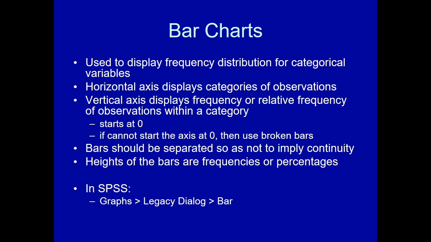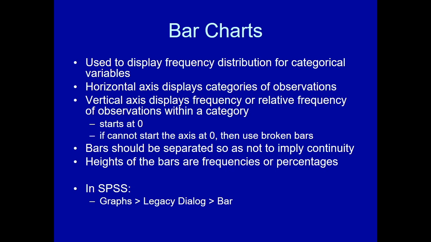Bar charts should have bars that are separated, so you're not implying that one category flows into the next, not like a histogram where the bars are right next to each other. And the heights of the bars represent frequencies or percentages. In SPSS, you can get to a bar chart by going to Graphs, Legacy Dialogs, Bar. I think you can also get there using Analyze, Descriptive Statistics, Frequencies, and then checking off a bar chart.